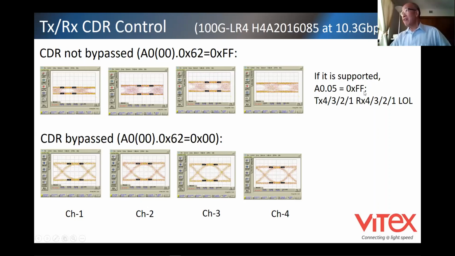If you see FF from A005, that means transmitter, receiver, CDR, loss of lock are all set. It shall be all set if you change the data rate into 10.3 gigs. If it's not set, there's something wrong. So the loss of lock should be all set, but if you bypass the CDR, it becomes like this.